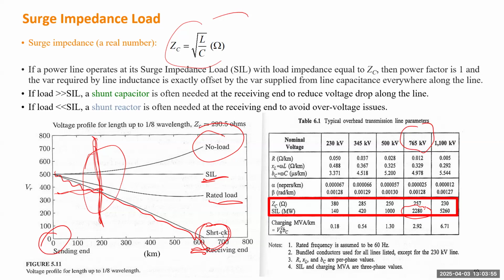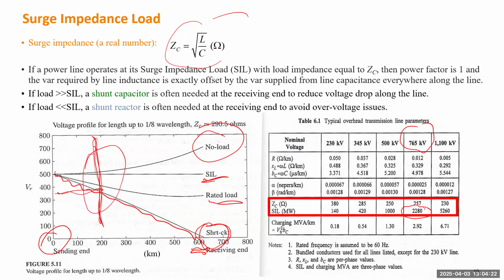But for short lines, you may have an undervoltage problem. I'm talking about just typical load. So it's not easy to have your actual load equal to the surge impedance load. Then you need to check your loading versus the surge impedance load to decide which one you need to switch in, or which one needs to be placed there. All right, is that clear?